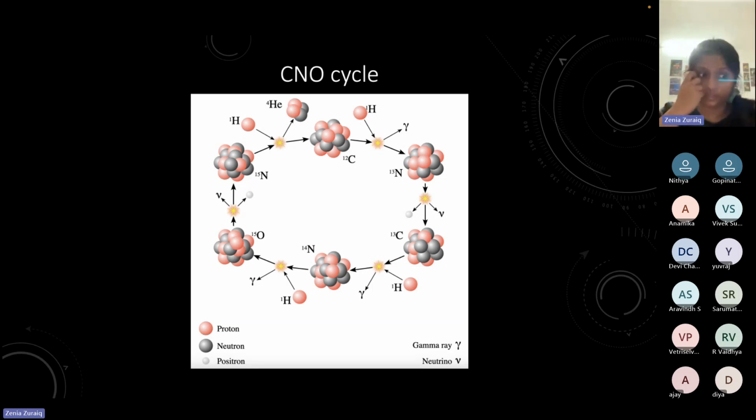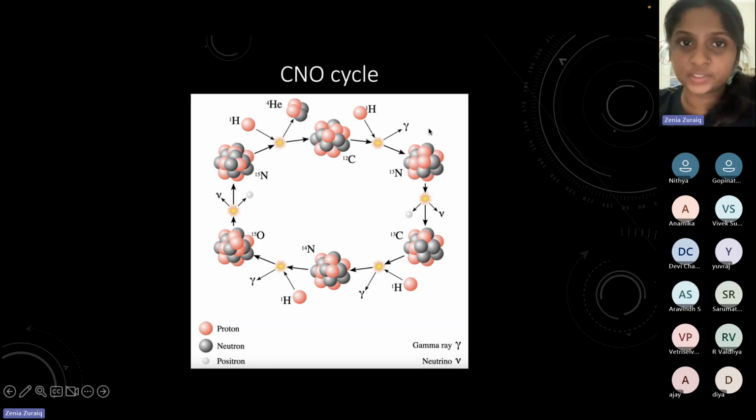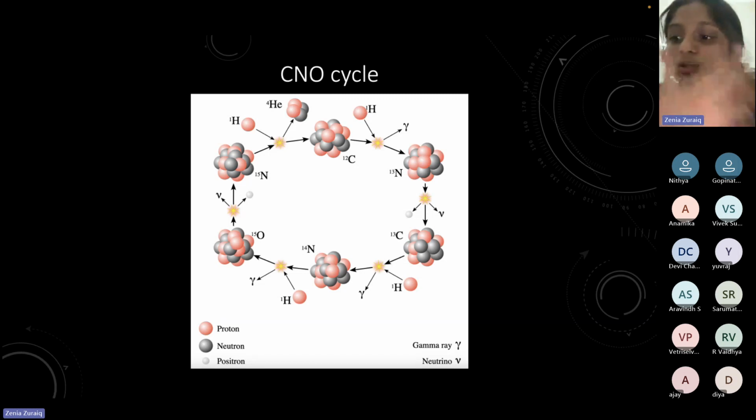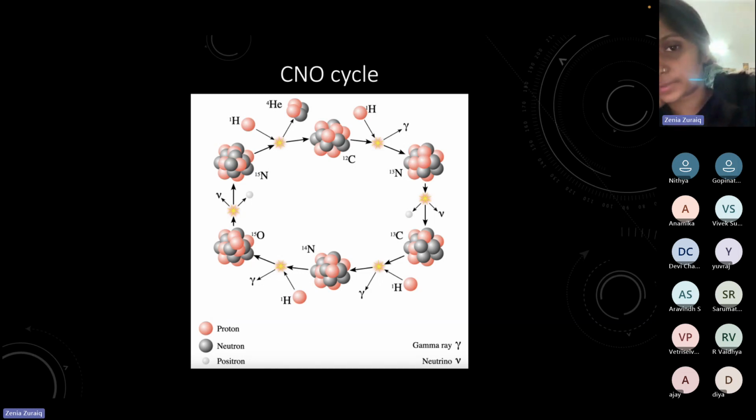So this is a nice diagram I found, where you can see that the carbon, nitrogen, and oxygen are what are called catalysts in this reaction, because they take part in the reaction, but they get used up and regenerated. In the overall reaction, you will not see carbon, nitrogen, or oxygen taking part.